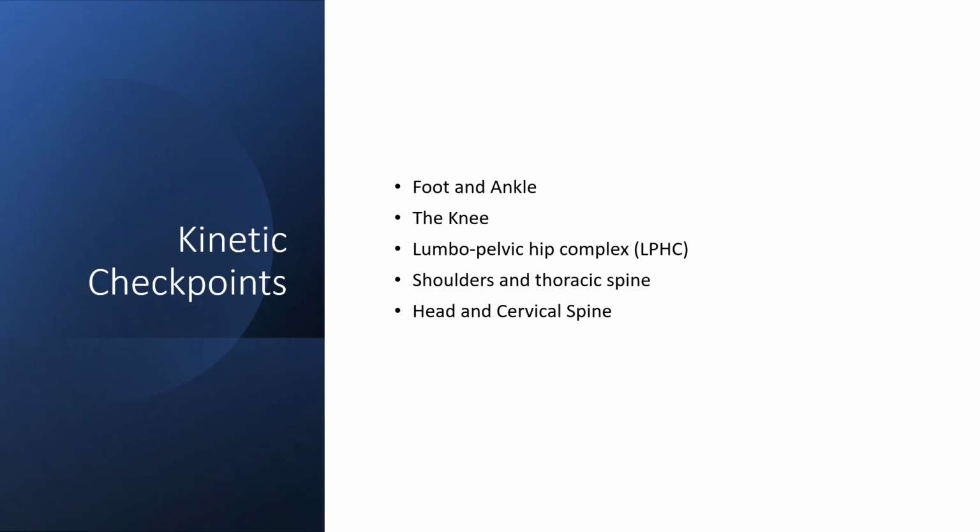When doing any static assessment or dynamic assessment, there are 5 different kinetic checkpoints that you want to look for on the body. So you want to start at the feet and the ankle, and then work your way up to the knees, into the lumbopelvic hip complex, or the LPHC, following next the shoulders and thoracic spine, and lastly the head and cervical spine. So these are just the important checkpoints that you want to look out for when you're doing the assessments.